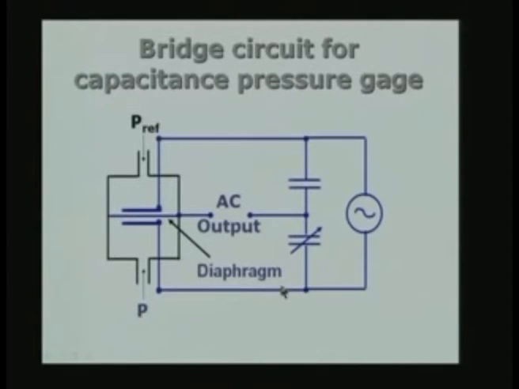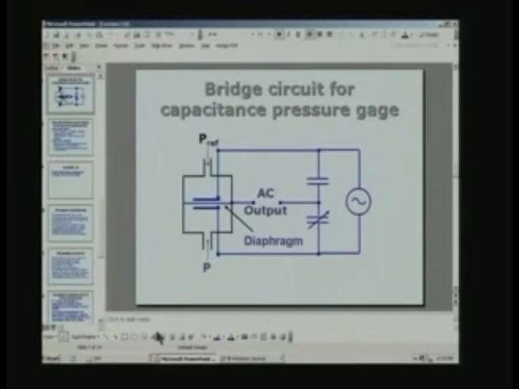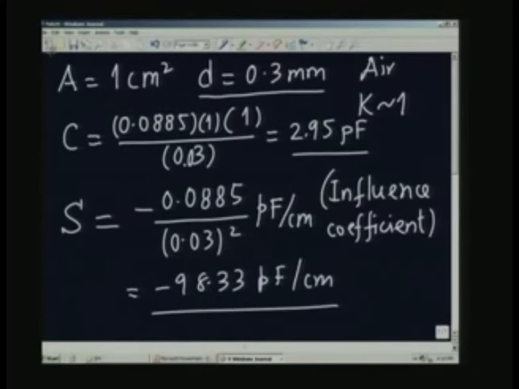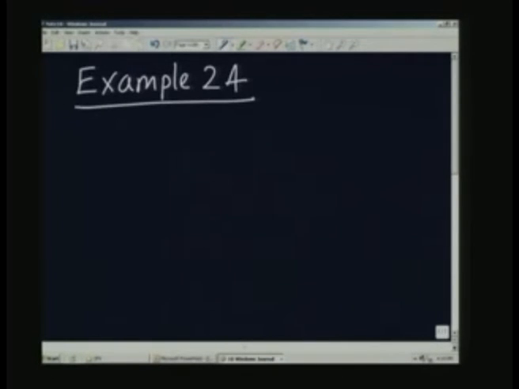So, with this background, we have basically come to a close of our discussion on different types of transducers for use for measurement of pressure. What I will do is, I will take a simple example of a diaphragm gauge, which I call example 24. And let us look at the case of a diaphragm gauge. So, we are talking about a steel diaphragm gauge, a diaphragm made of steel.